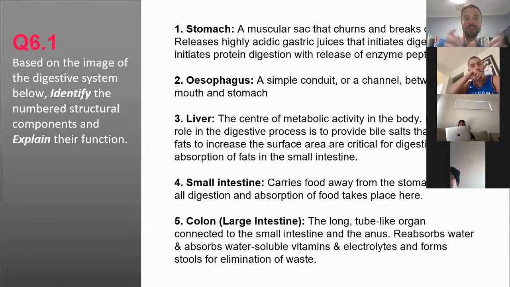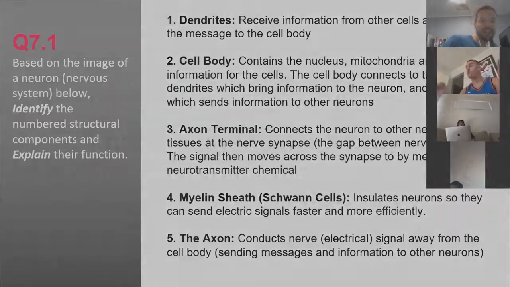But we've all got different types of enzymes that break down the different types of foods. So that's 6.1 there. We're getting close, guys.